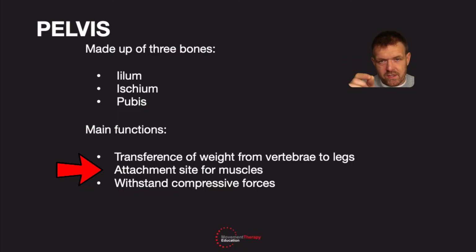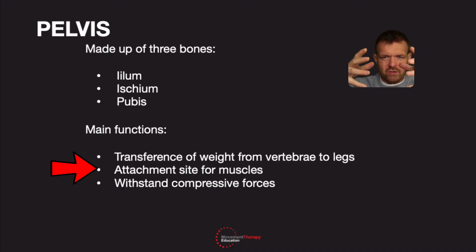Remember I was saying about those lines and the fossas and the tuberosities and all that kind of stuff. All of those little bony lumps are attachment sites for muscles, and obviously withstanding compressive forces as you walk and as you run. So your pelvis has to move. There is an element of movement there, but the movement is very small. Especially the sacroiliac joints at the back have been measured in some papers to be between about 2 degrees up to maybe about 9 degrees.